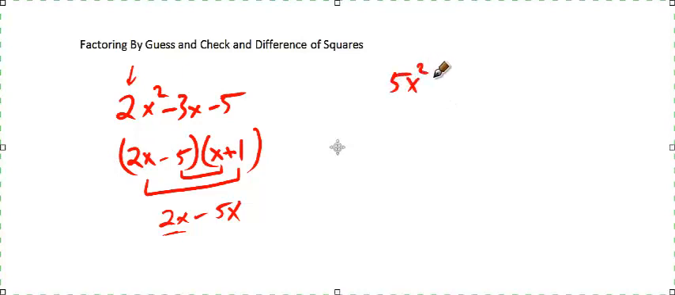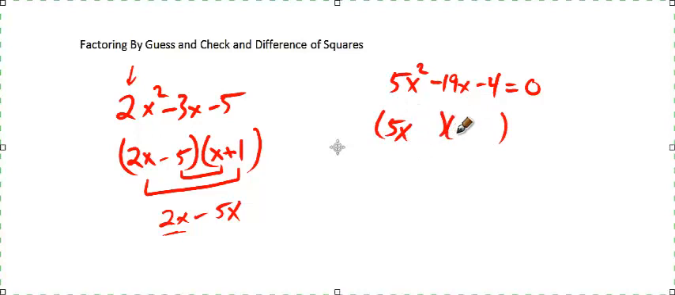5x squared minus 19x minus 4. Let's go the whole way through here. We're going to set this equal to 0, and we're going to solve as well. Okay, so I'm going to break up 5x squared. There's not really any options for that. That's just 5x and x.